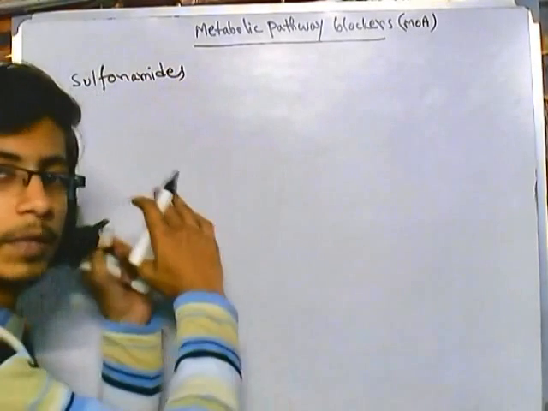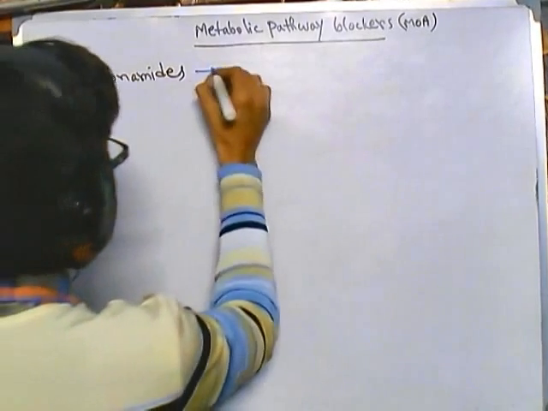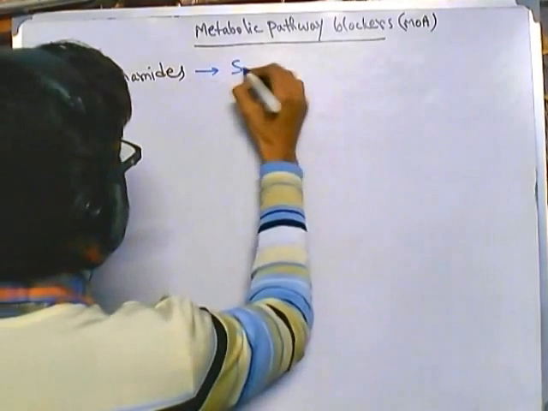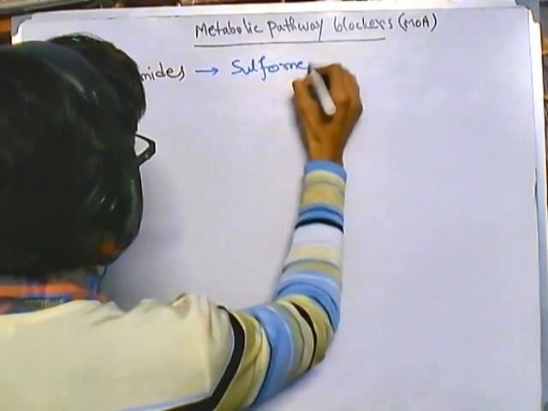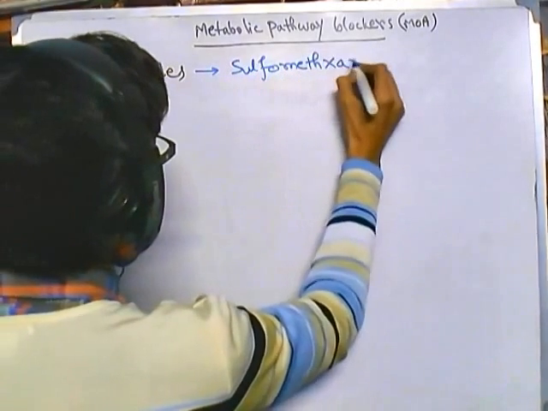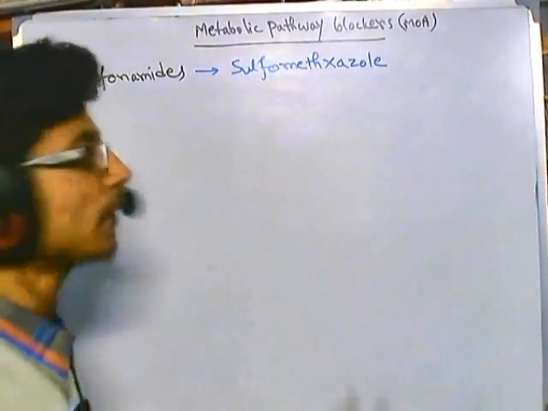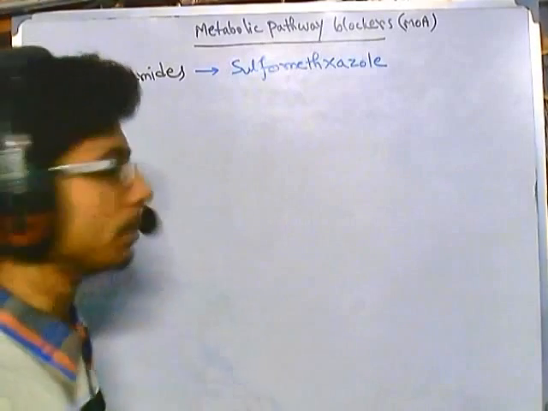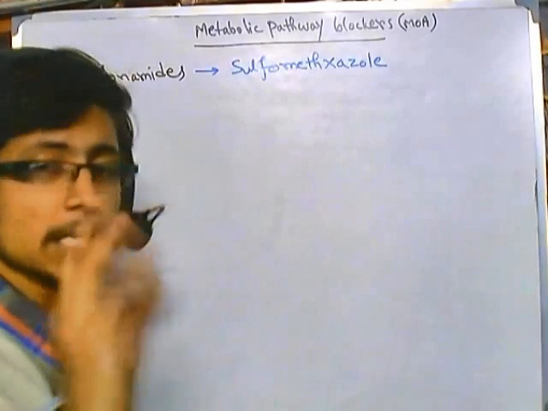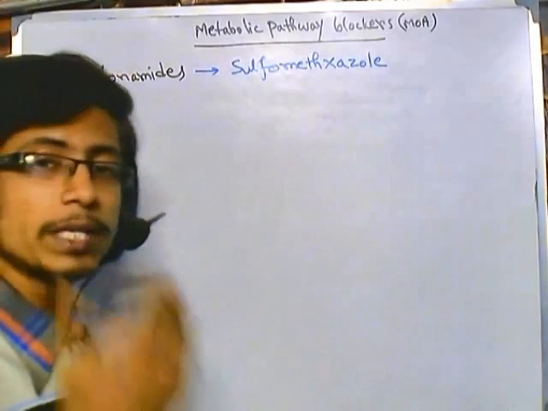Sulfonamides are the name of a group consisting of many different antibiotics, and one such antibiotic is sulfamethoxazole. Okay, sulfamethoxazole is an example. There are 2 or 3 different examples. I usually don't remember all the names. Sulfamethoxazole is an example of an antibiotic of the group sulfonamides which will interfere.